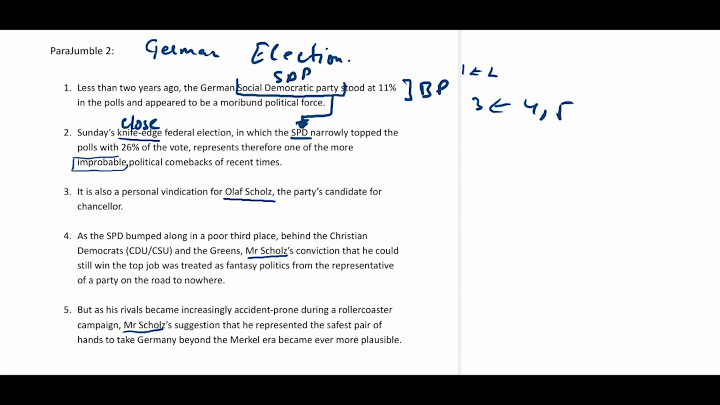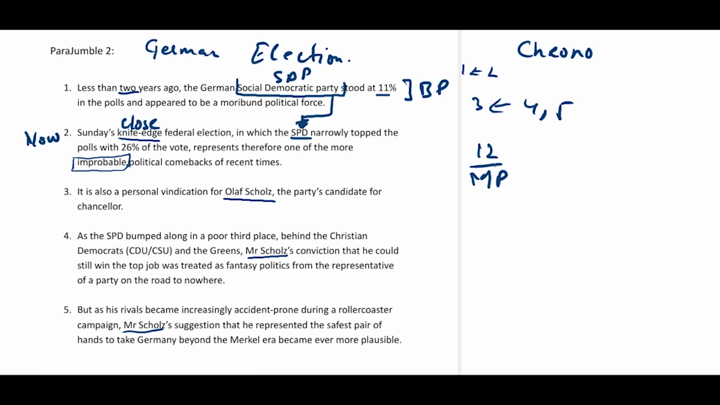So obviously, we need to build upon the improbable in the second half of the ParaJumble. But so far, we can say that 1 and 2 seem to be in sync. They seem to be in continuation. We first highlight what happened the last time around, and now we are highlighting what happened this time around. This also links with the rest of the passage, because we always follow a chronology. We always mention the events in the same sequence as they happened. This is 2 years ago. This is now. Okay, so obviously this is another thing that you should have noticed in order to place the SPD and SDP and Social Democratic Party abbreviation. So 1 and 2 becomes a mandatory pair.